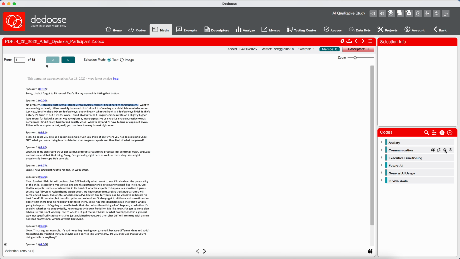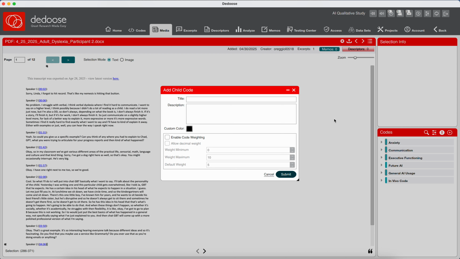And I'm going to go over here. There are a lot of different ways you can add codes in Dedoose, but this is the way that I do it, just using buckets for the easiest thing. My code title would be something like verbal expression, because it's how she communicates verbally.